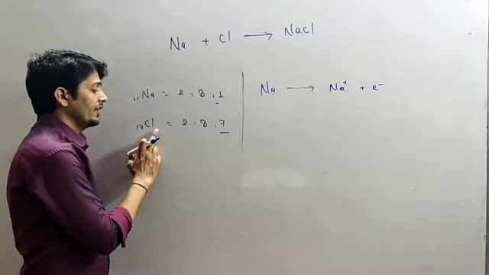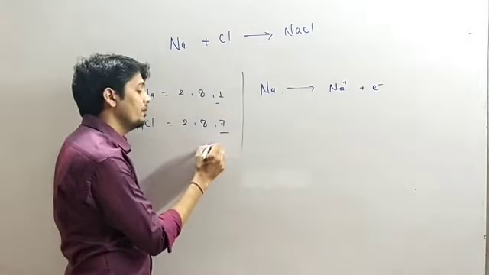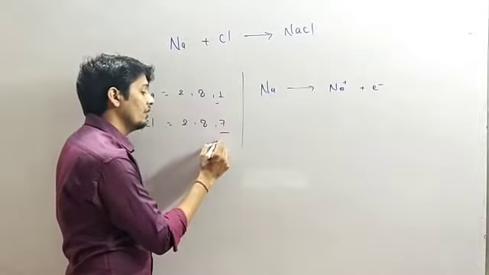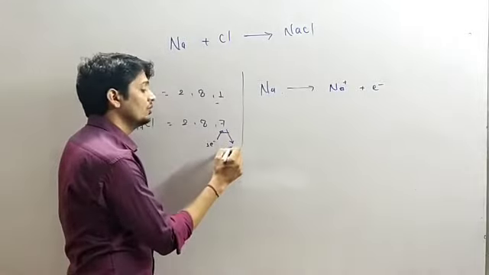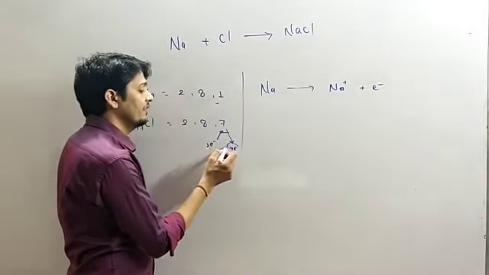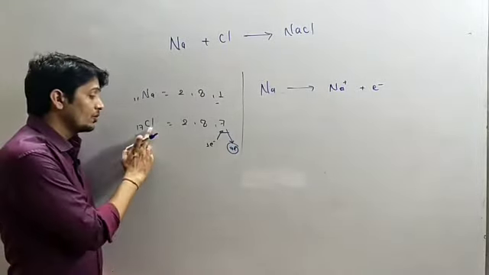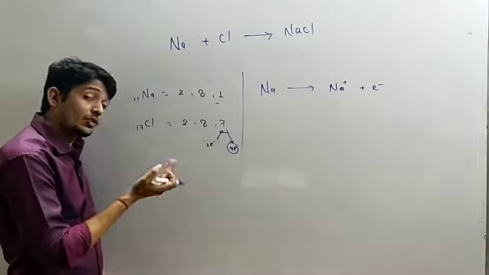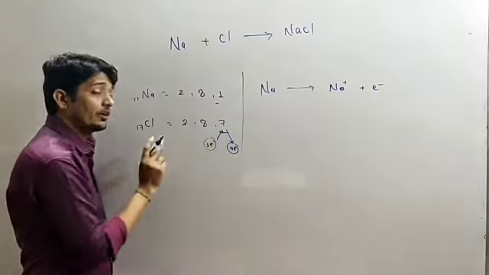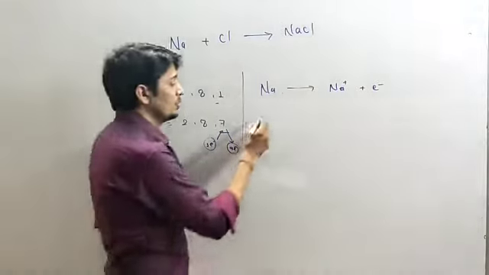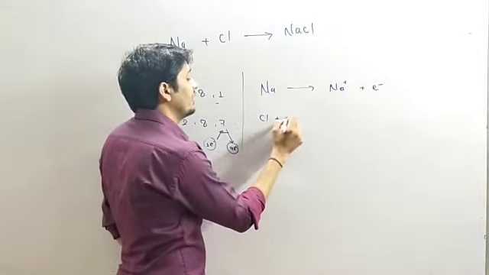Now in case of chlorine, chlorine has 7 electrons in its outermost shell. So chlorine may gain 1 electron easily, so 7 and 1 will become 8, or it may lose 7 electrons. To lose 7 electrons is very difficult because it requires more energy. But chlorine is a non-metal and has a tendency to gain electrons. That means it will gain 1 electron, so 1 electron plus 7 electrons will become 8 electrons.